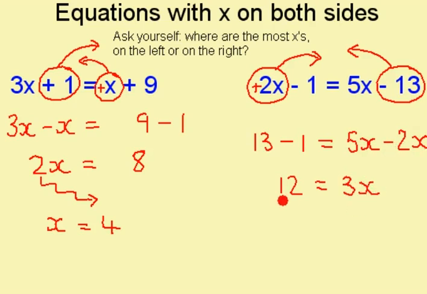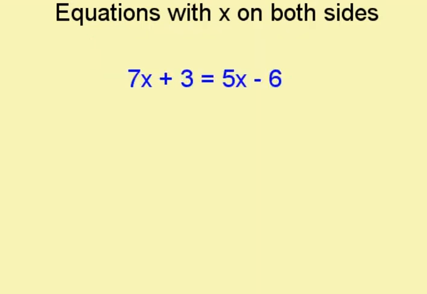And I'm now at a question that I'm good at again. I've got an escalator. So the 3 is going to go down the escalator. 12 over 3 gives me 4, and that equals x. Here's one of those for you to try. Press pause, and when you're ready to see the answer, press play.